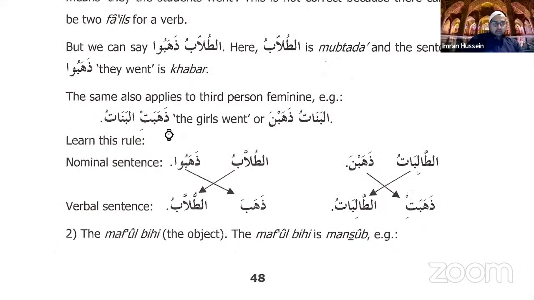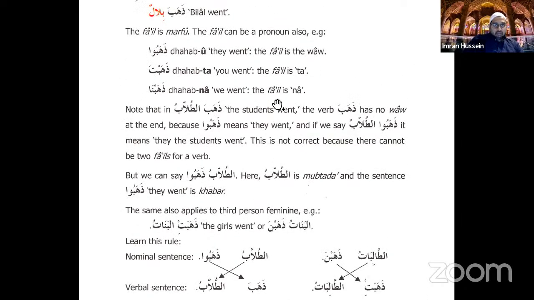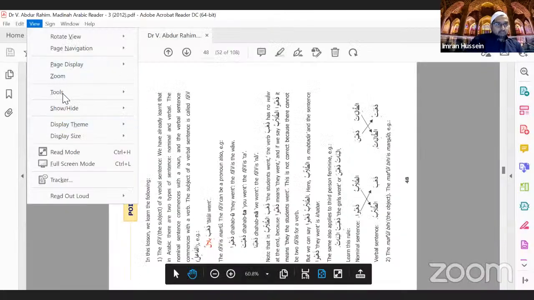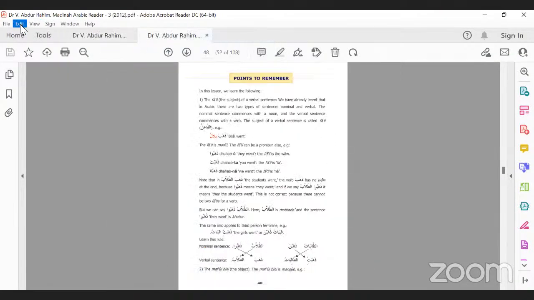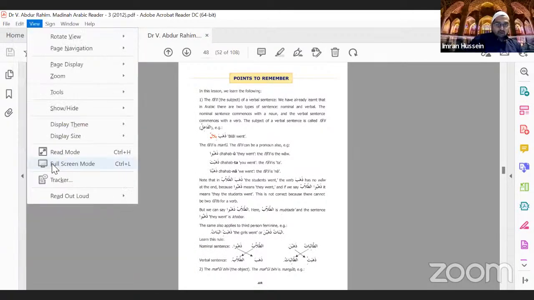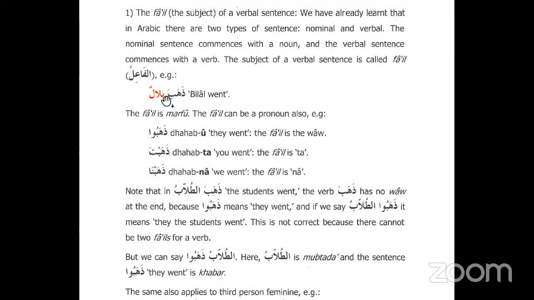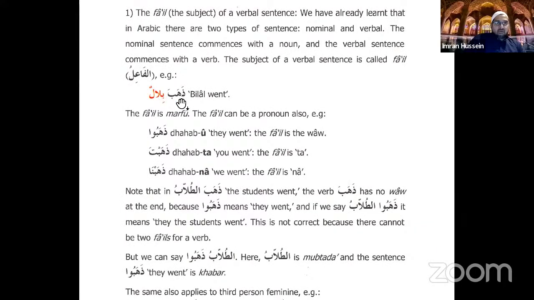Right. Now, let me go through this and break this down for you. Now, as we have done before, let me just explain. This is quite important to know, and I'll go through this now. Dhahaba Bilalun. The word dhahaba, is this a noun or a verb?